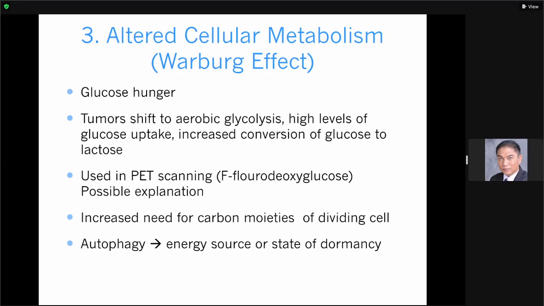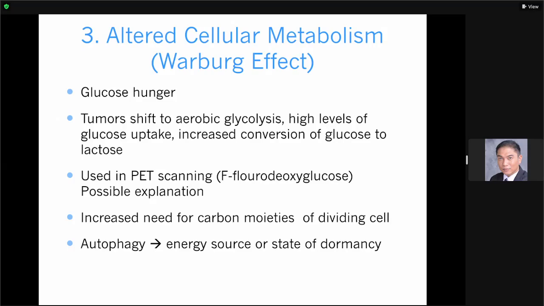Now, pangatlo, so tapos na tayo sa self-sufficiency in growth signals, sa insensitivity to tumor suppression. Third is altered cellular metabolism, Warburg effect. Tumor cells exhibit glucose hunger. They shift to aerobic glycolysis. So with high levels of glucose uptake, increased conversion of glucose to lactose. So mataas ang kanilang intake ng glucose.